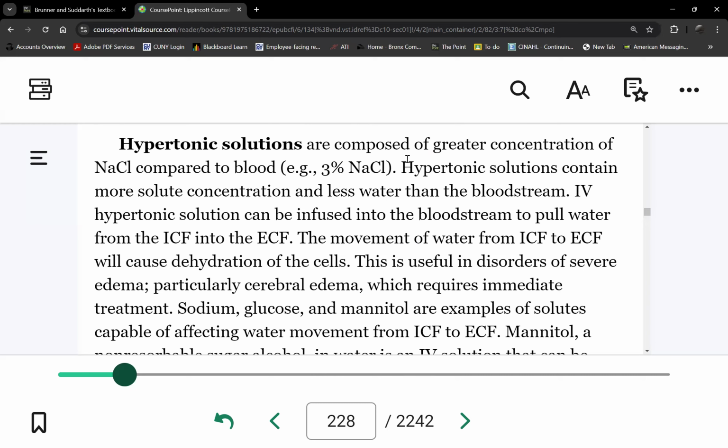Okay, so D5W is the only dextrose containing solution that is isotonic. But everything else that has 5% say dextrose in it are hypertonic.